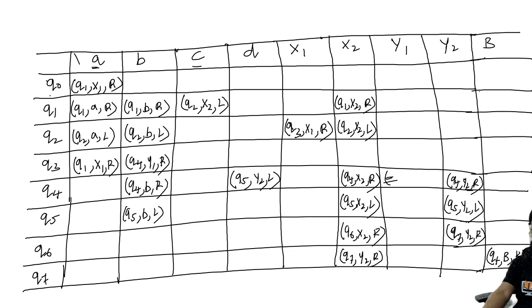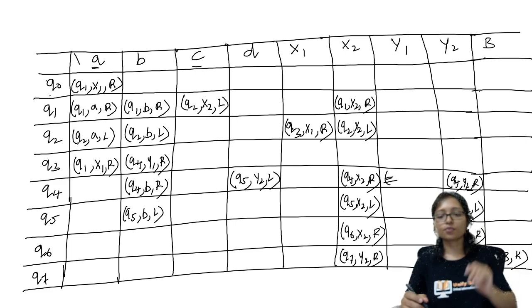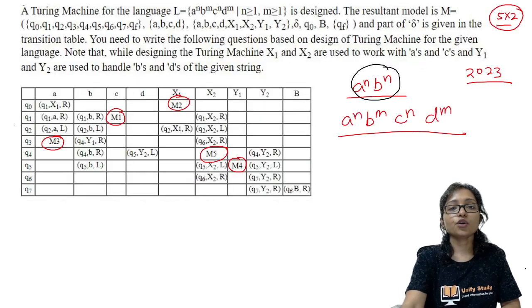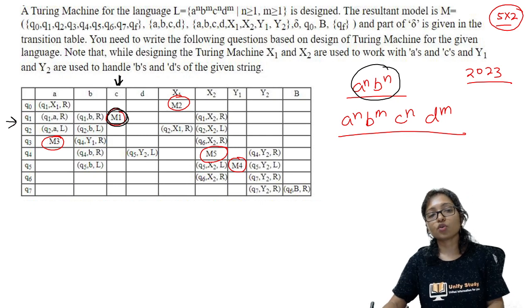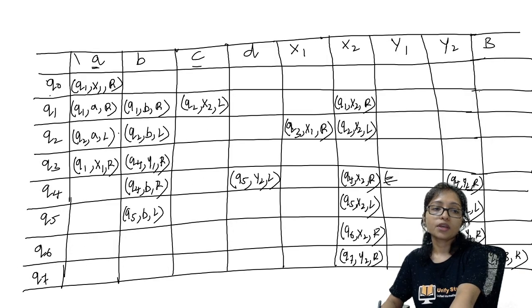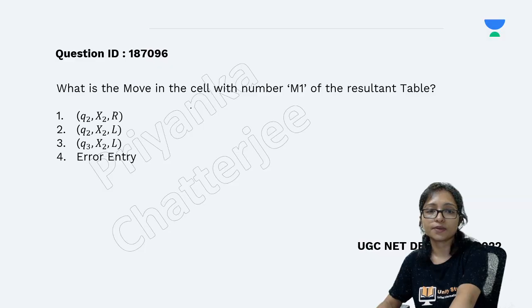From this final table only you will be able to answer the question. See that here was M1. What is the value of M1? M1 was Q1, whenever you are getting C. So see here, Q1, whenever I am getting C, the value of M1 is Q2, X2, L. Go to the question: what will M1 be? Q2, X2, L. That is the answer.